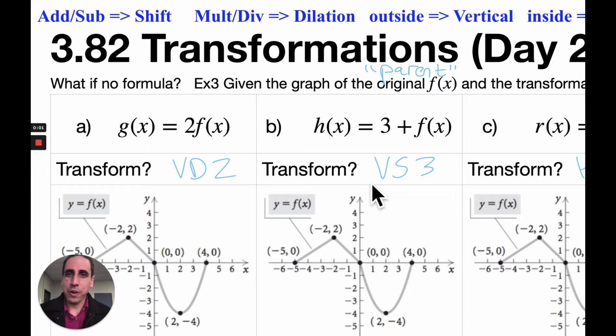Everybody, welcome to section 3.82, transformations, day 2. We're going to capitalize on the hard work that you've been doing on transformations.